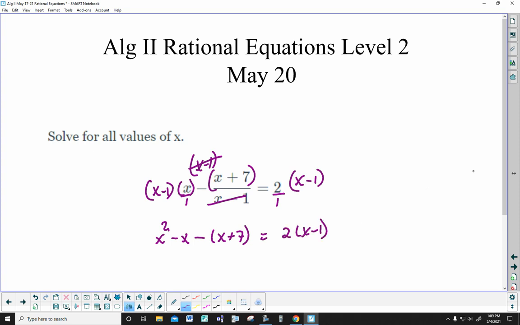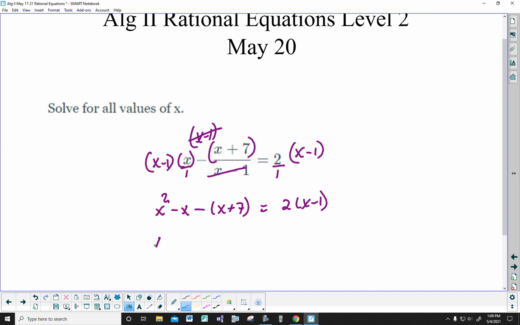X minus 1. So you get x squared minus x. This subtraction has to distribute through both things. That's why I was saying it's important to have the parenthesis there. So you have minus x minus 7 equals, and then 2x minus 2. Collect like terms.